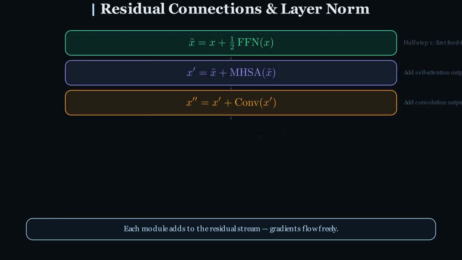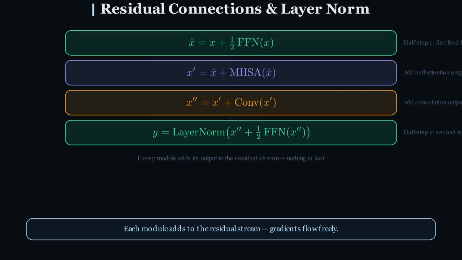The residual connections are what hold the conformer block together. First, the half-step feed-forward adds to input X. Then self-attention adds to that. Then the convolution module adds its output. Finally, the second half-step feed-forward adds, and layer normalization is applied. At every step, the previous signal is preserved. This lets gradients flow back through many layers without vanishing.